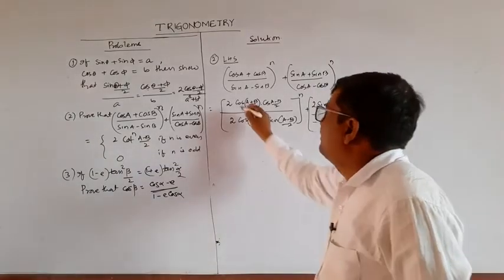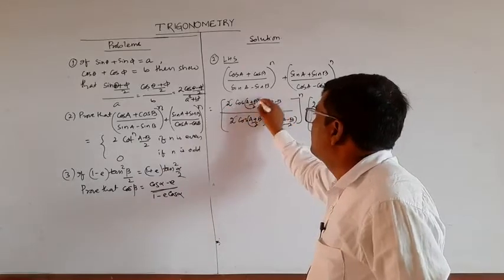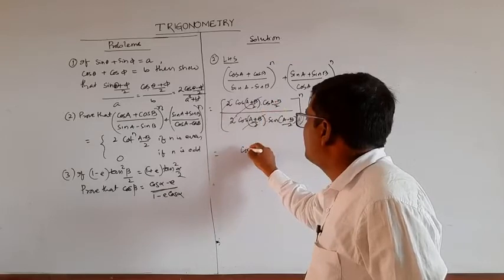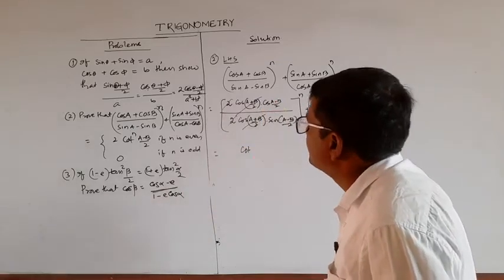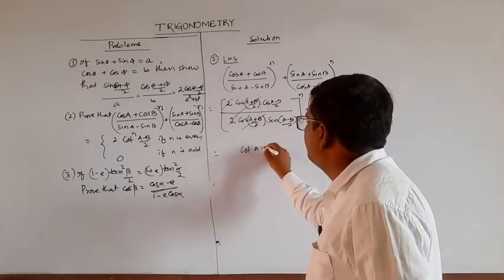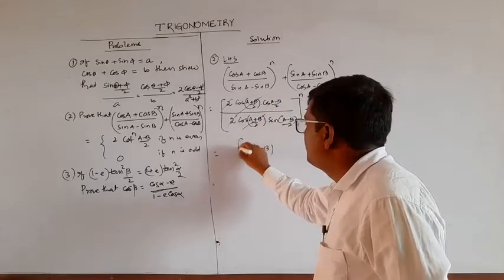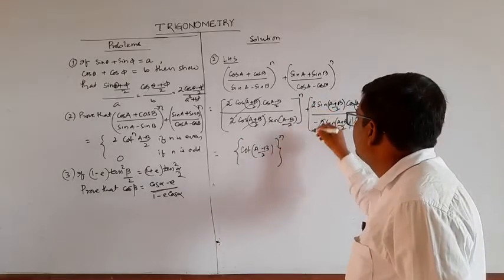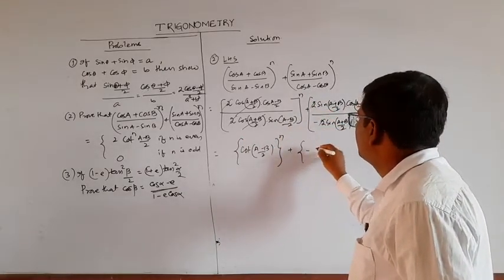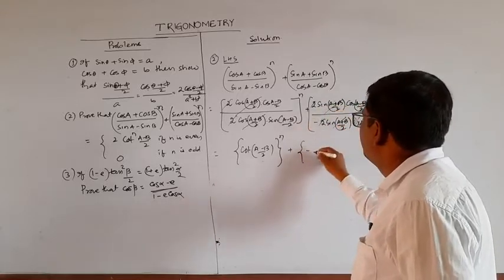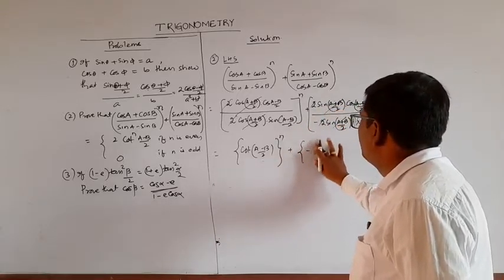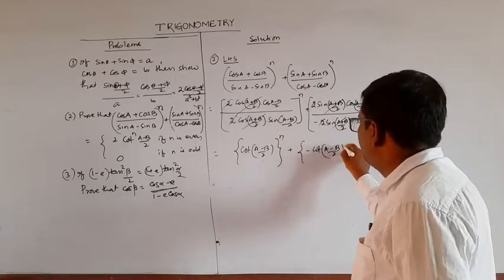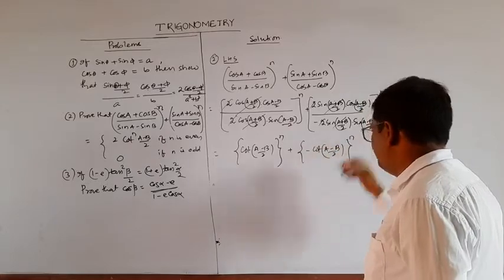So 2 cancels here, cos((a plus b)/2) cancels here, that is cos by sin, that is cot((a minus b)/2) to the power n, and 2 cancels here. So this is minus cot, and sin cancels here, so minus cot((a minus b)/2) whole raised to the power n.